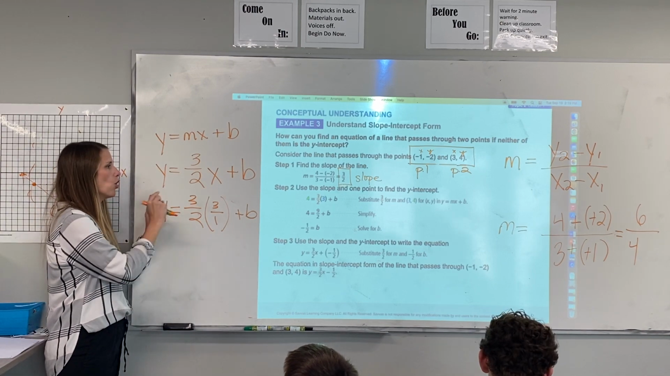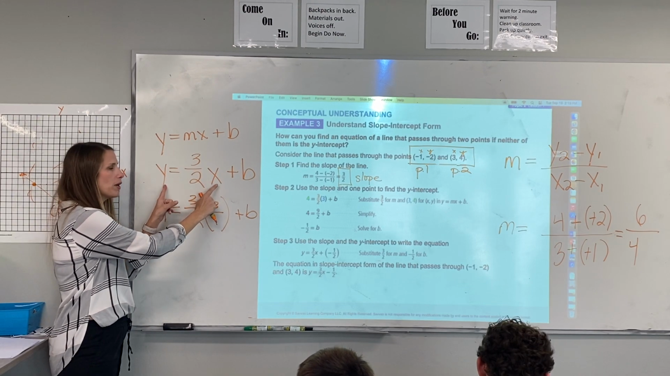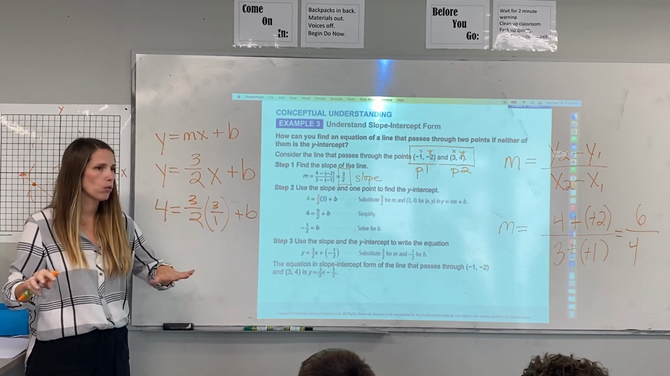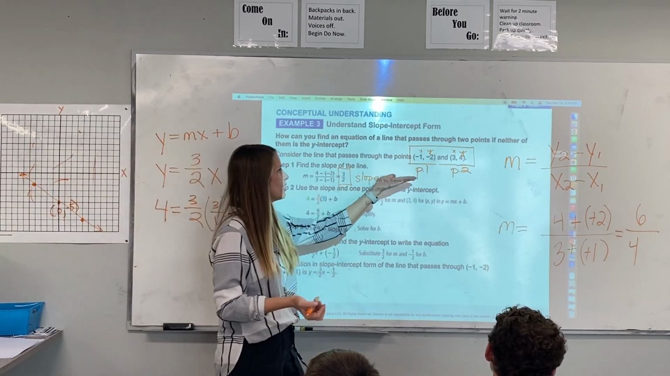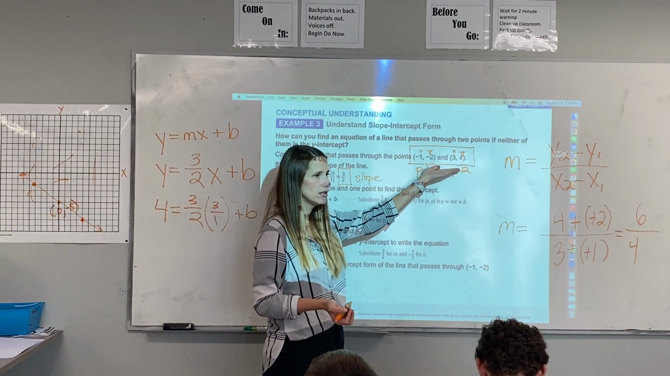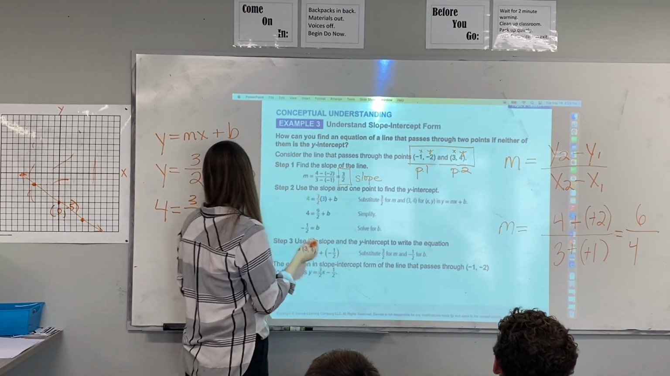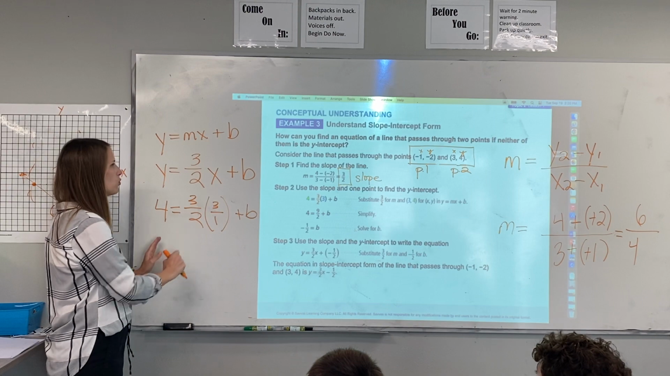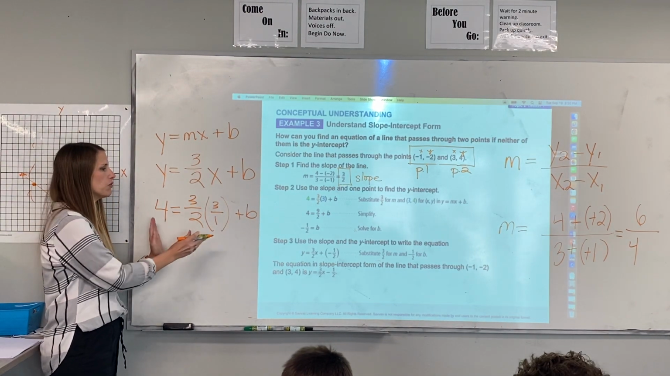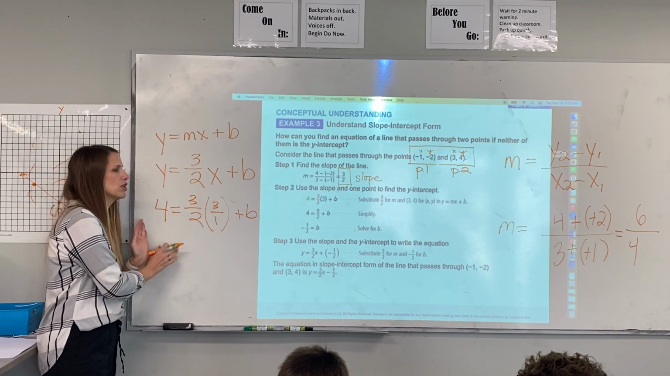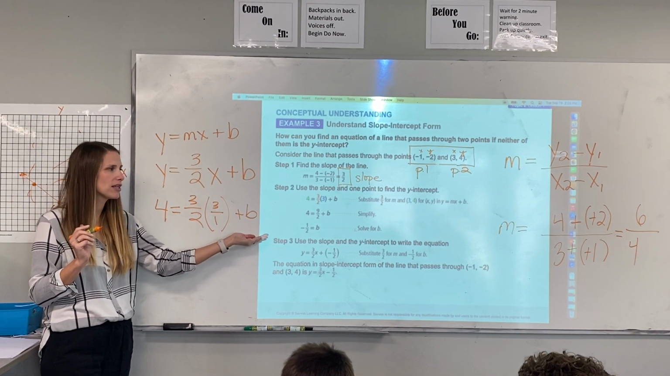Now listen. Remember, Brianna, what we just said about x and y? They always represent any coordinate pair on the line. So if they give you coordinate pairs on the line, you can use either one of them and plug them in. We can use them to fill in all of the gaps so that we can solve for the missing number, which is our y-intercept.